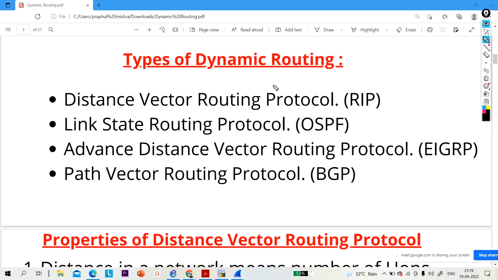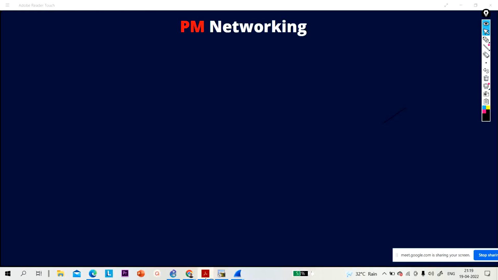So first we will discuss properties of distance vector. What are the properties of distance vector? How distance vector works, right? Then we will discuss how link state protocol will work, right? Then we will discuss RIP and OSPF. Fine. First of all, we have discussed routing. So there are two types of routing. First one is static.